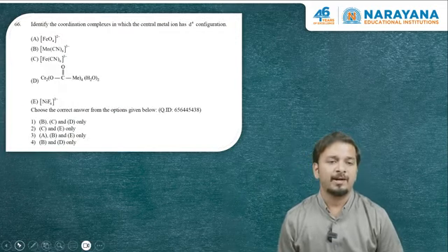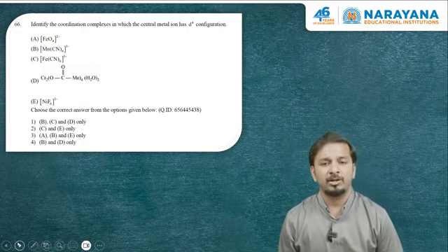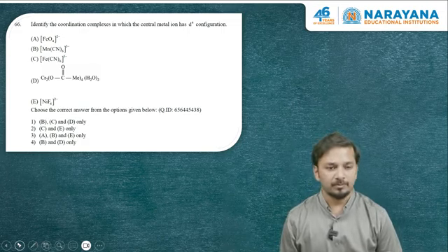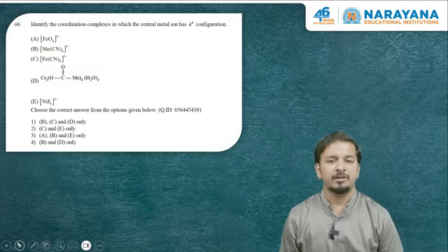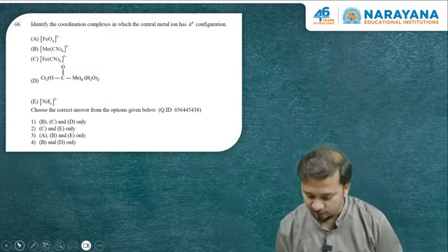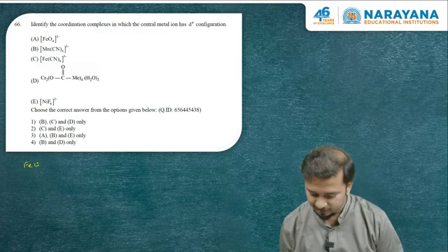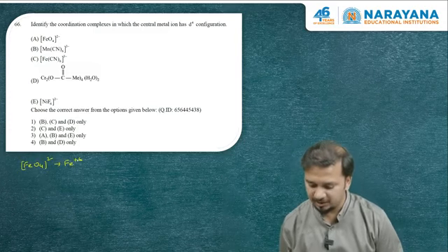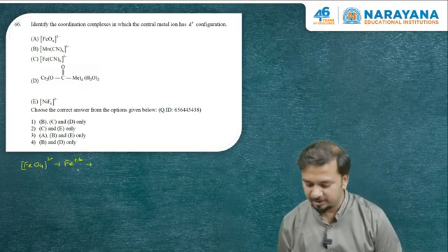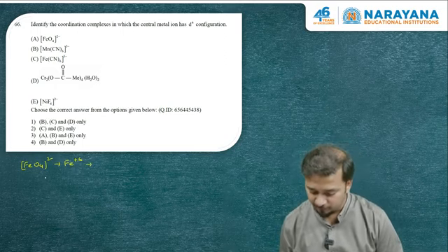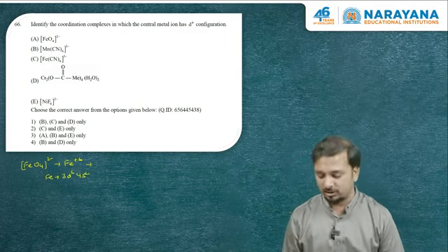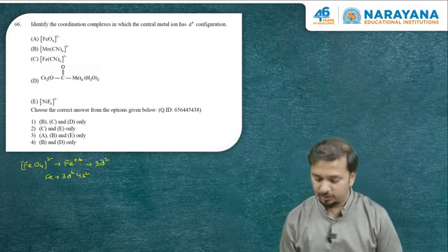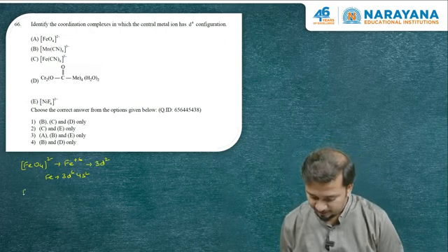Moving to next question. Identify the coordination complex in which the central metal ion has d4 configuration. So, they have given 5 complexes. We have to find in which case central metal ion is having d4 configuration. So, let us start with FeO4 2 negative. In this, iron is present in plus 6 oxidation state. What will be its electronic configuration, that you have to find. We know iron configuration is 3d6 4s2. If we remove 6 electrons from this, it will be 3d2. So, A is eliminated.